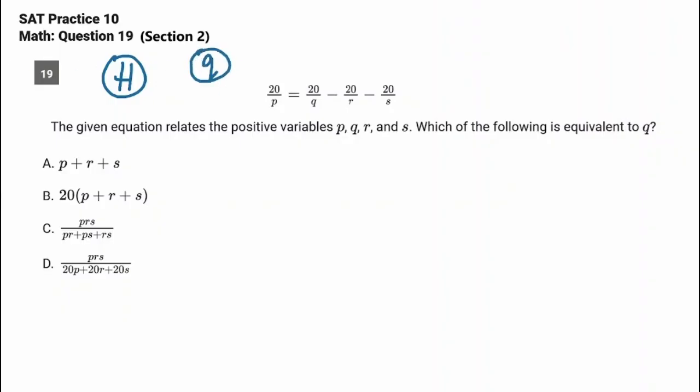Guys, this is a plug-in. How do you know? Variables crawling up here, variables crawling all over the answer choices. Plug in anything you want when you plug in. Any numbers will work. But you should plug in numbers that are easy. What are easy numbers going to be here? They're going to be numbers that go with 20.